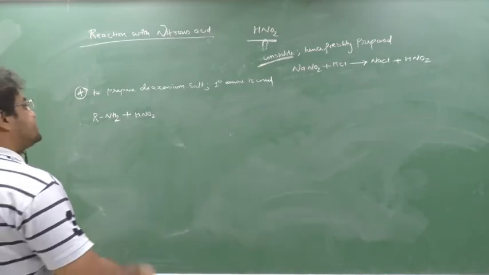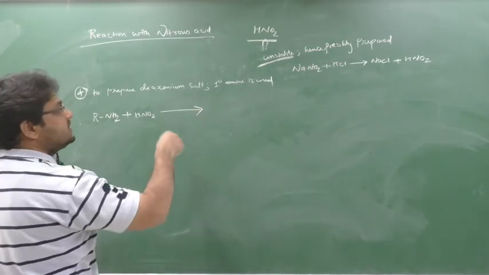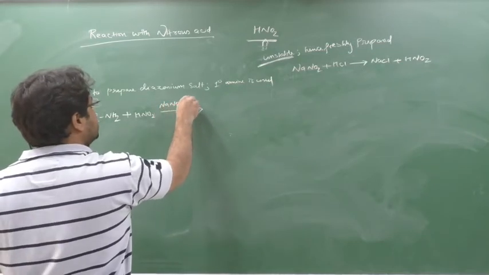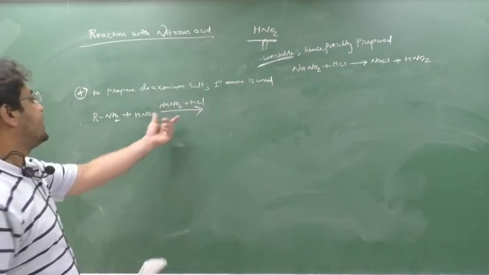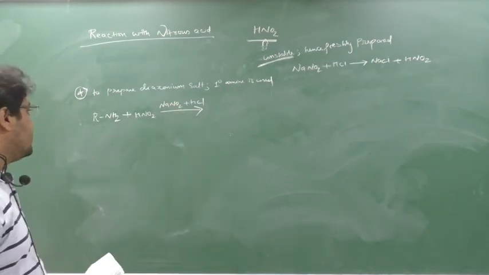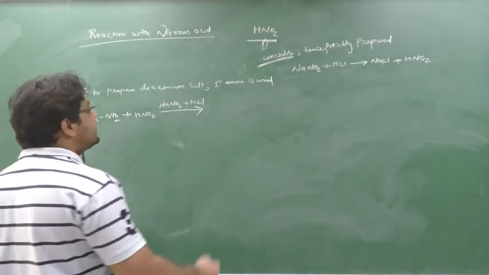Why do you have to prepare it suddenly? Because nitrous acid is highly unstable, so it has to be freshly prepared and used on the spot. Together, this will give me the freshly prepared HNO2. That's why I'm writing it here. What will happen here? I'll get the diazonium salt.